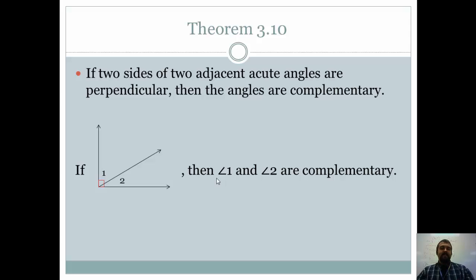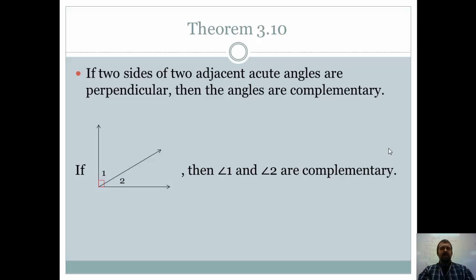Theorem 3.10 says if 2 sides of 2 adjacent angles are perpendicular, then the angles are complementary. So if I look here, angle 1 and angle 2 are adjacent. They share this ray and this vertex. And I know that this is perpendicular. Then I know that the angles have to be complementary. In this case, angle 1 and angle 2 are complementary.